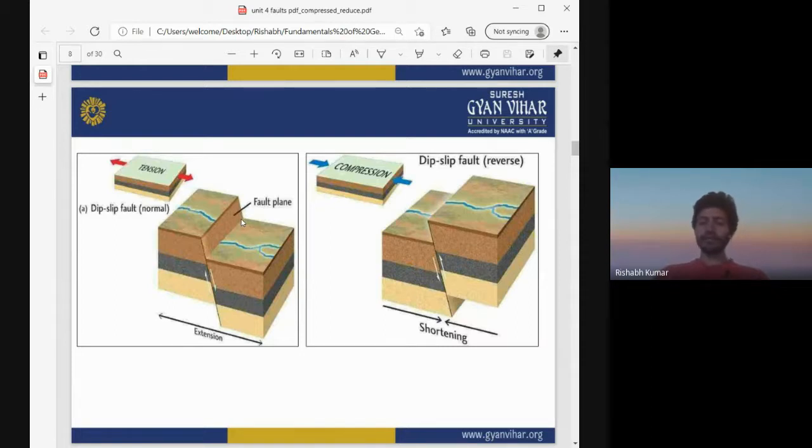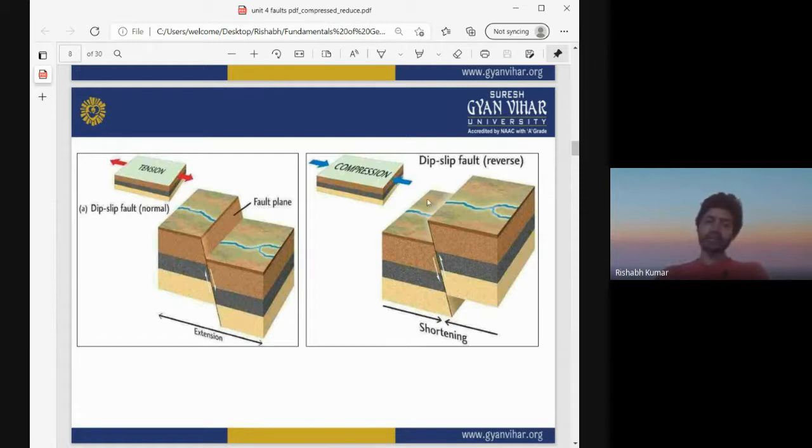And when the forces causing the movement are compression forces, then what will happen? The reverse dip slip fault will be the result. Why? Because your hanging wall will slide in the upward direction, right? It will slide in the dip direction, but in the upward direction.